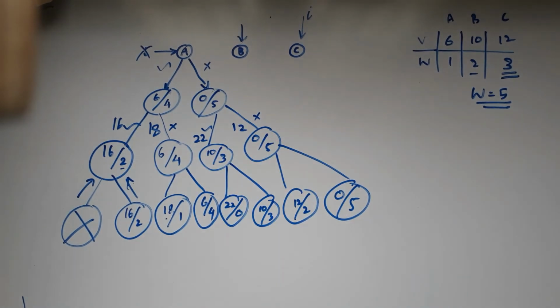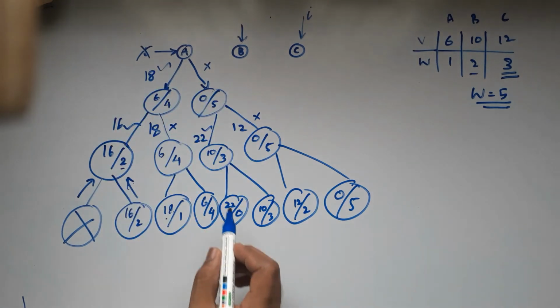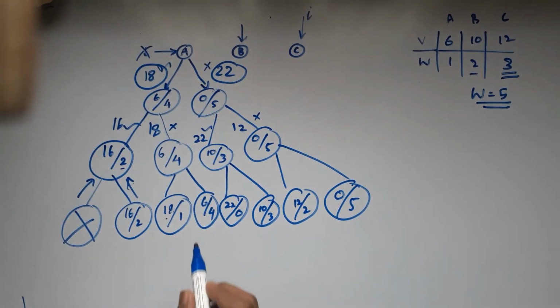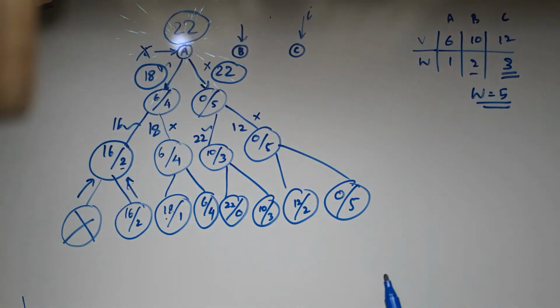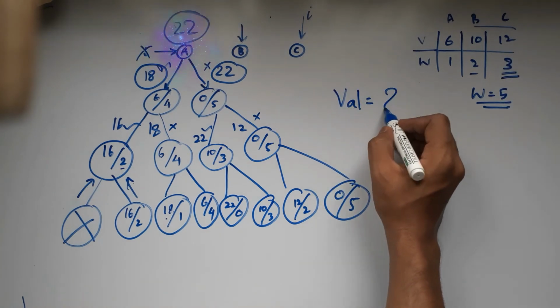So if you bubble it up to the next level, to the top level, here we'll get the maximum value to be 18, and in this case we'll get the value to be 22 and 18. So finally, if we compare and find the maximum element, it will be 22. So that is our solution. If we include B and C, we get a maximum value of 22.